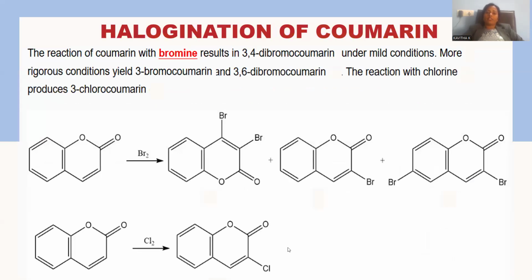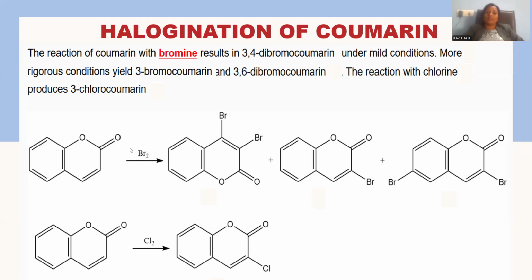Let me go for the halogenation of the coumarin. Halogenation of the coumarin is possible upon this heterocyclic ring rather than the benzene ring, so that it is able to generate 3,4-dibromocoumarin as one of the products, or else 3-bromocoumarin is also possible, and 3,6-dibromocoumarin is another product. There, instead of one product, we are able to achieve multiple products.